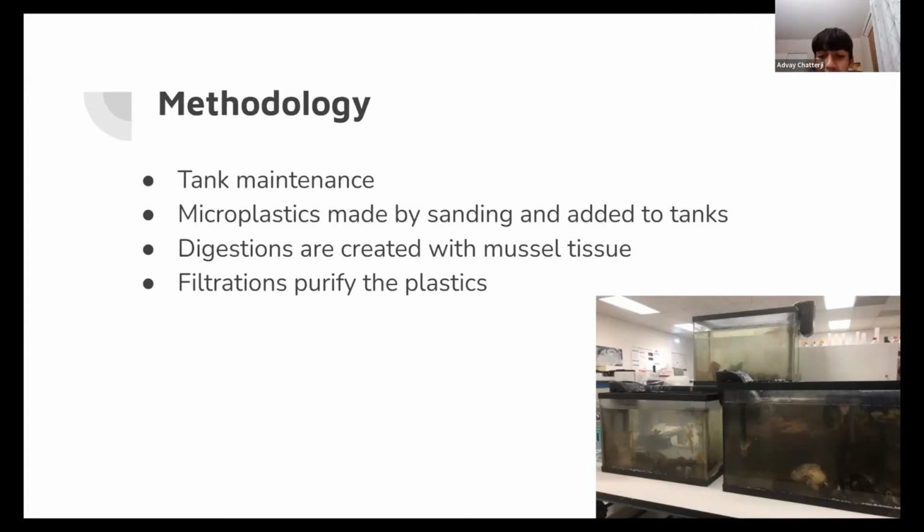We remove mussel tissue using a scalpel tool and later digest it using a 10% potassium hydroxide solution. We create digestions from each tank once a week. After we make digestions, they're incubated at 37 degrees Celsius for 2 days. Then we purified the plastics using filtration and quantified the number of microplastics by counting and then analyzing what plastics are present.